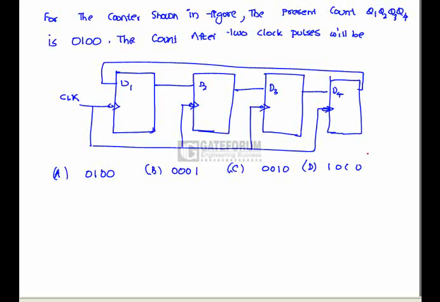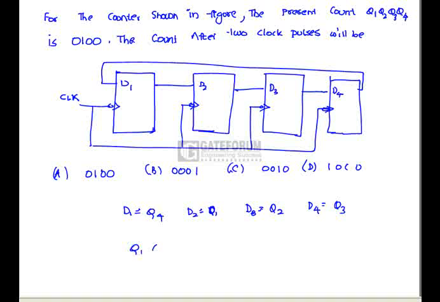For the counter shown in the figure, the present count is 0100. Count after 2 clock pulses will be. Here D1 equals Q4, D2 equals D1, that is Q1, D3 equals Q2, D4 equals Q3.